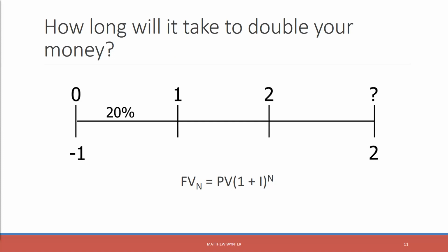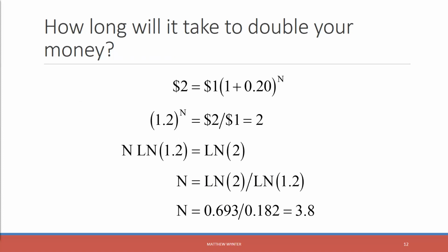Okay, so I know my future value that I want is going to be 2. I know my present value is 1. And in this example, I know my interest rate is 20%. What I don't know is my n. So we'll set it up and solve for n. On my left-hand side, I've got $2. On my right-hand side, I've got $1 times 1.2.